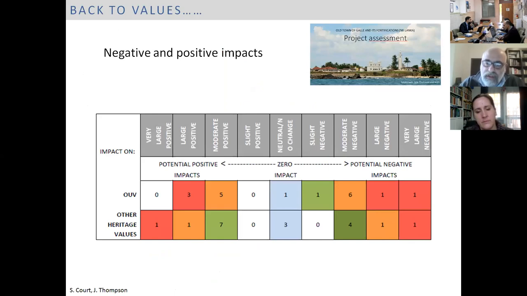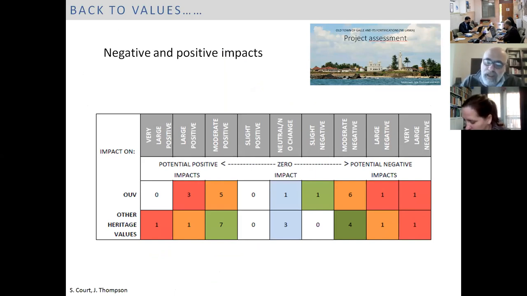We also talked about how we can deal with the positive impacts. In this case, you can produce some kind of table like this one for the historic town of Galle. We tried to put together, in order to describe both approaches and to highlight what is happening, a comparison of the positive and the negative.